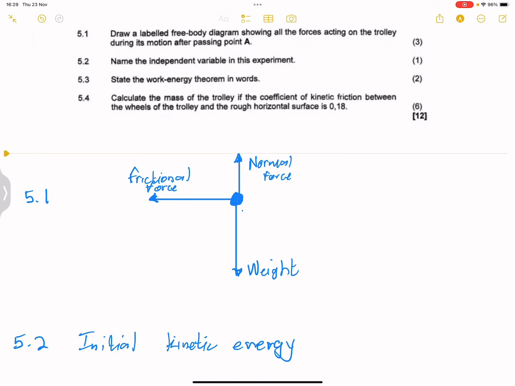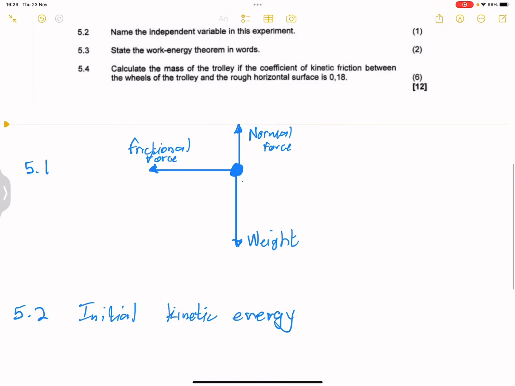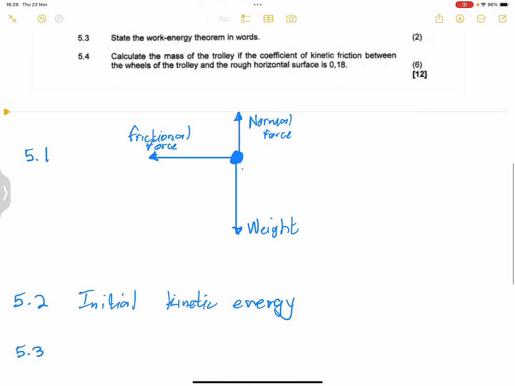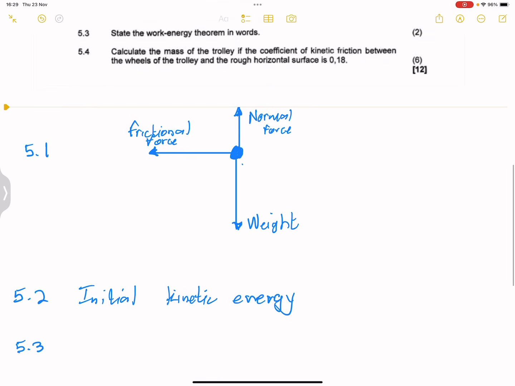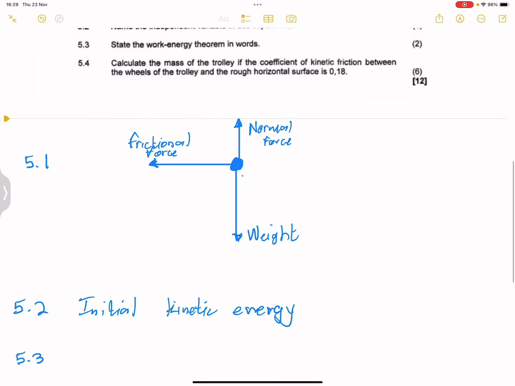All right. The next one, they say state the work energy theorem in words, right? So we remember that the net work done on an object is equal to the change in kinetic energy. Or you can say the work done by the net force on an object is equal to the change in kinetic energy.